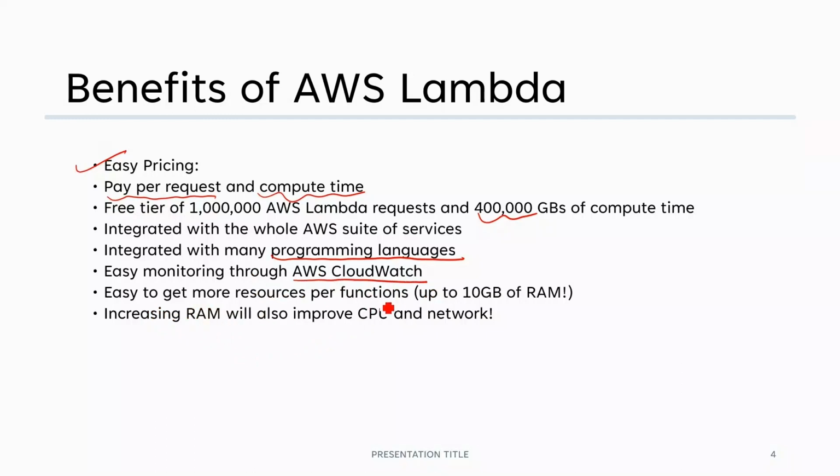Easy to get more resources per function. So you can get up to 10 gigabytes of RAM. Increasing RAM will also improve CPU and network. So in a nutshell, you are getting a lot for a very, very less price.